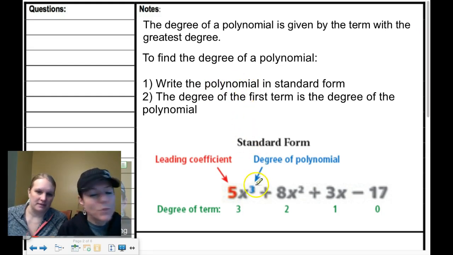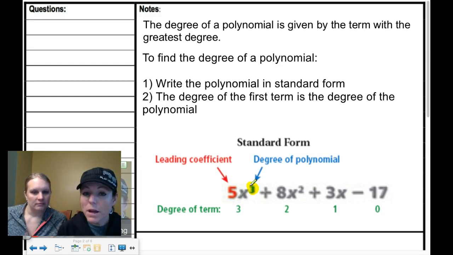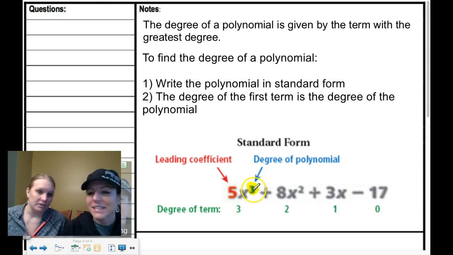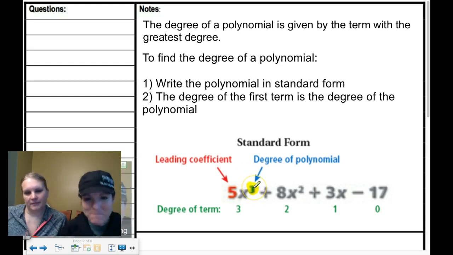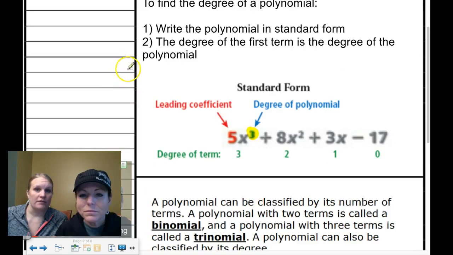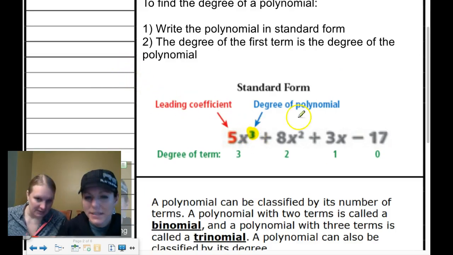Right, so here are the steps. We don't add them this time. To find the degree of a polynomial, number 1, you're going to write the polynomial in standard form. Then the degree of the first term is the degree of the polynomial. So the highest degree is going to be your degree. Exactly. And the leading coefficient goes with whichever one's the highest degree. Exactly. Correct. So that's what we're talking about here.